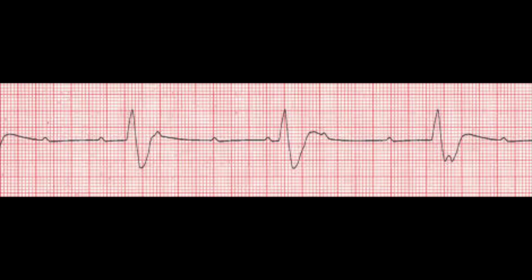The PR interval will be totally inconsistent, and you may even see P waves superimposed in the middle of QRS complexes. There will be more P waves than QRS complexes, because the intrinsic rate of the sinus node is faster than either the junctional or ventricular rates.